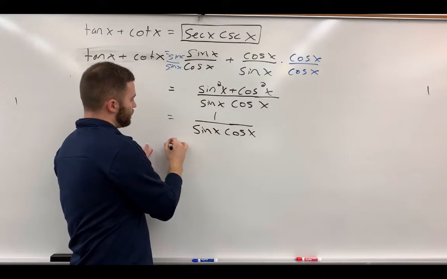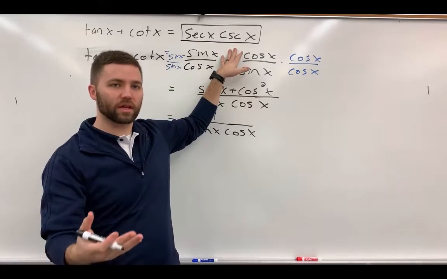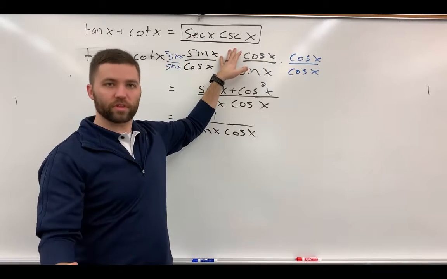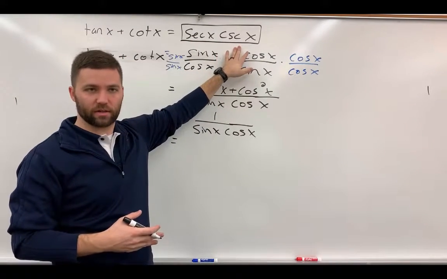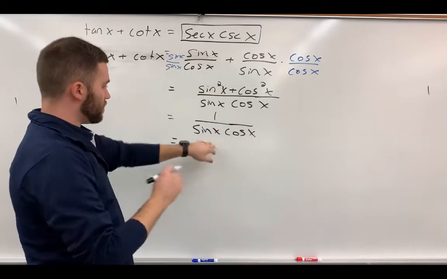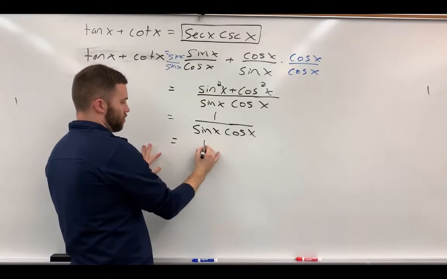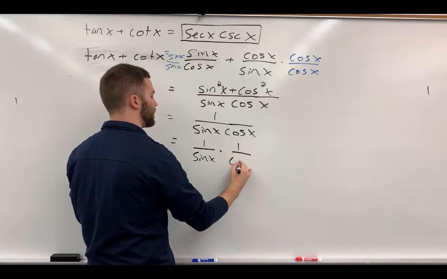All right? Now here, remember, we're trying to get to secant cosecant. So we can imagine what the step before this might be. It might be something like 1 over cosine times 1 over sine. That might be the step before the end. Okay? And I think we're close to that. So I can break this fraction up into 1 over sine of x times 1 over cosine of x.